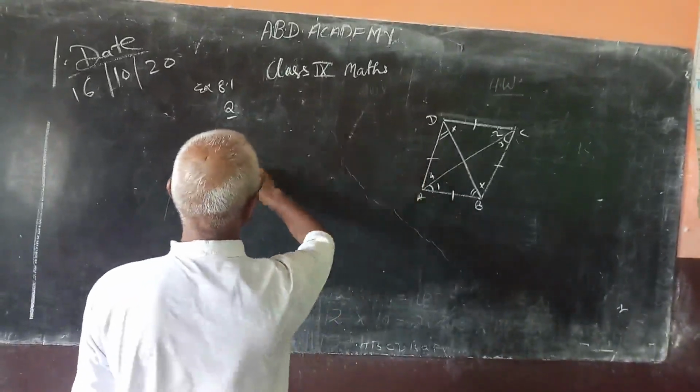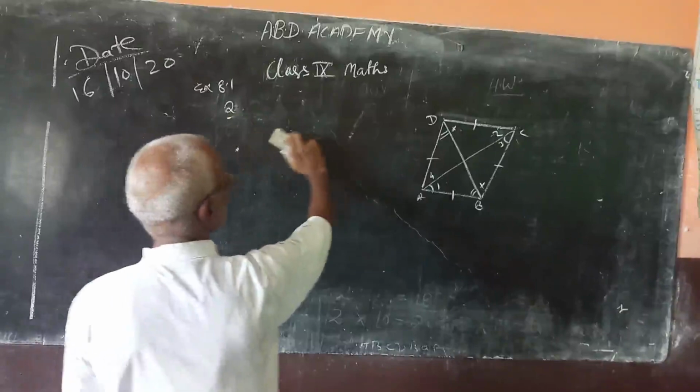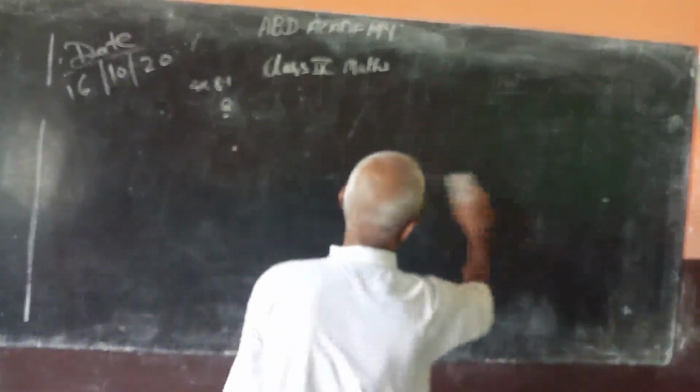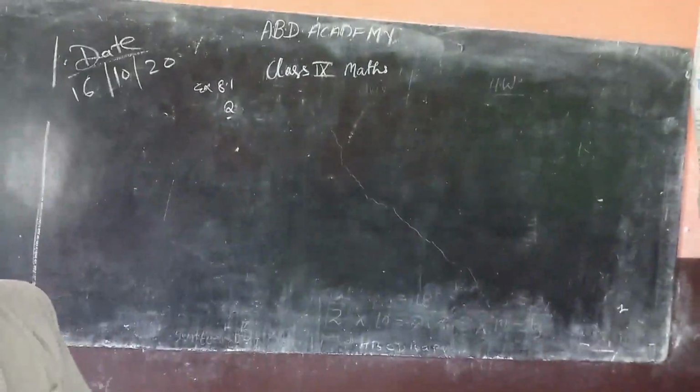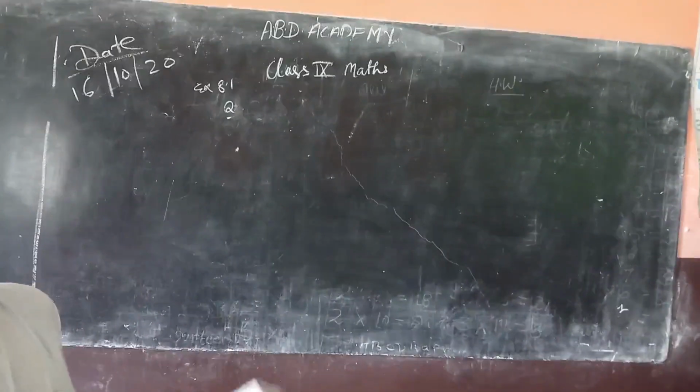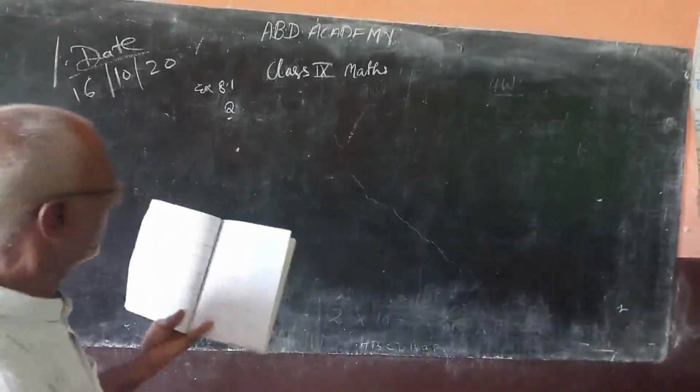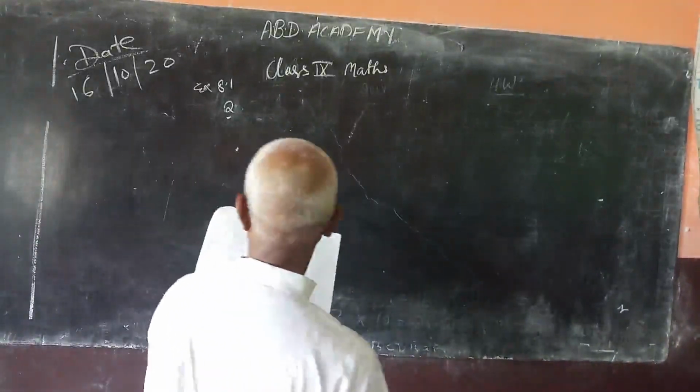I am not writing it in full. Simply a hint is given to you for question 7. You try to write it in the proper way: first the given, then what is to be proved, and then prove it.